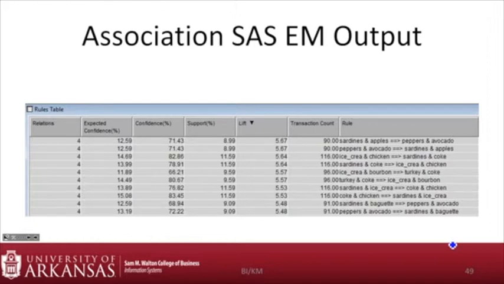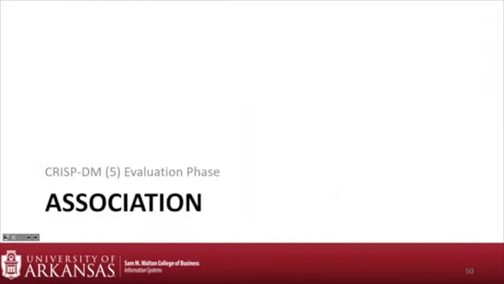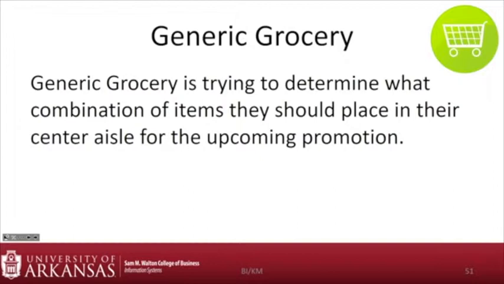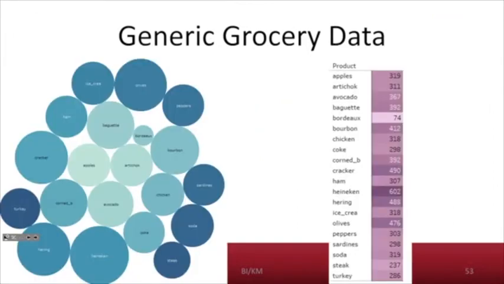So I've just given you the top 10. There may have been 200 rules here. So let's get into the software. We'll see exactly what it looks like. So we've got our generic grocery data. Here's our idea. Just for fun, because I haven't played in Tableau for a little while, right?